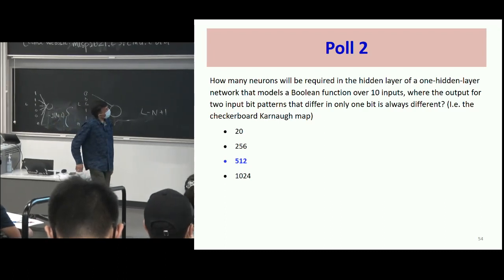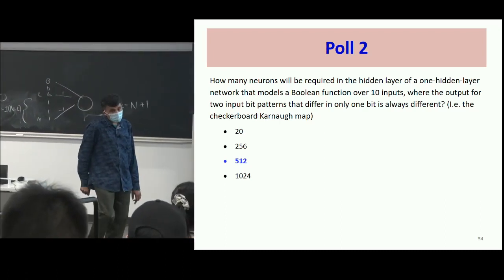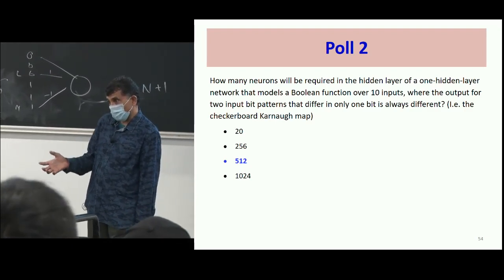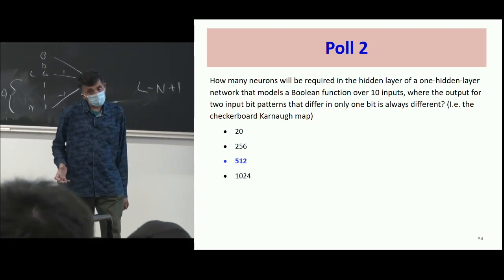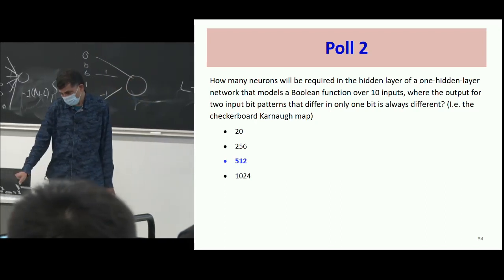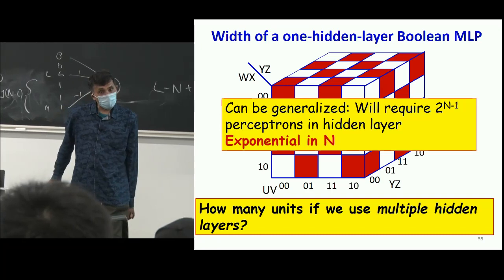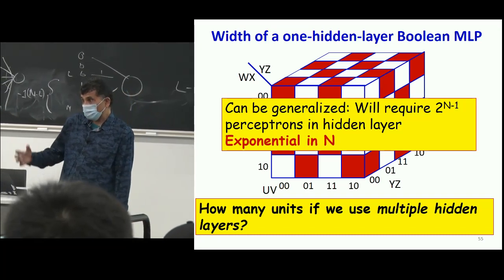So if I have 10 inputs, 2 raised to 10 is 1024. Half of that is 512. So I'm going to need 512 neurons in my hidden layer, right? If I want to do this with more than one hidden layer, how many neurons will I need?